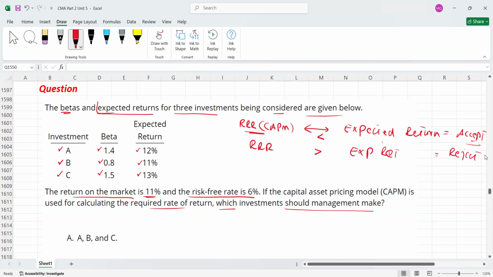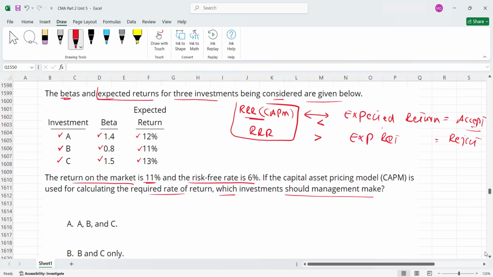Now expected returns are given, so we just have to calculate the required rate of return for each investment. So how will you calculate the required rate of return for an investment? We have three investments here, so we'll apply the CAPM equation. What's the CAPM equation? Required rate of return equals risk-free rate plus beta times return on market minus risk-free rate. Understood?